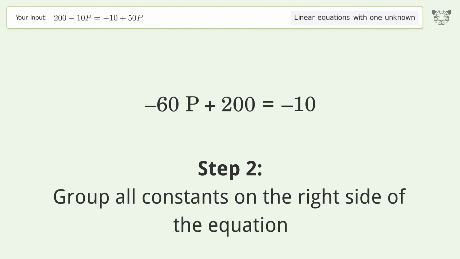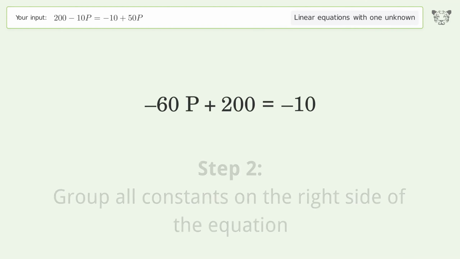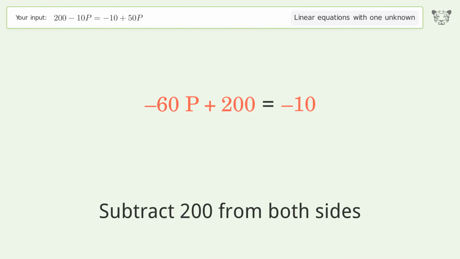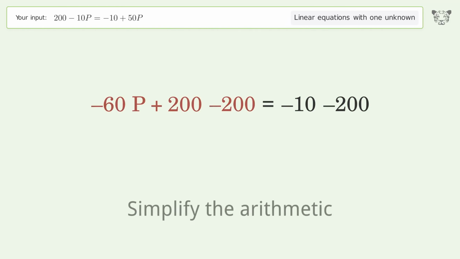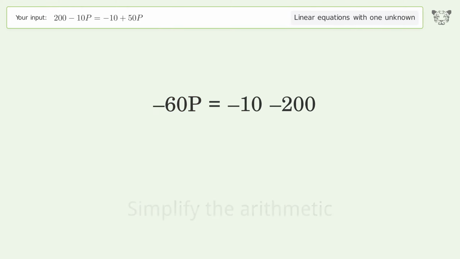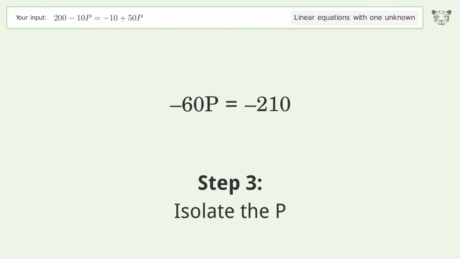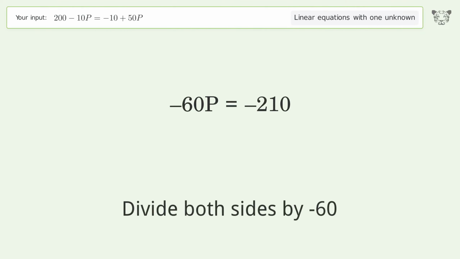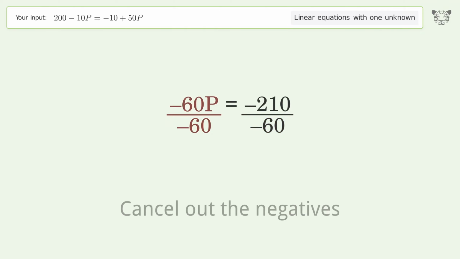Group all constants on the right side of the equation. Subtract 200 from both sides. Simplify the arithmetic. Isolate the p. Divide both sides by -60. Cancel out the negatives.